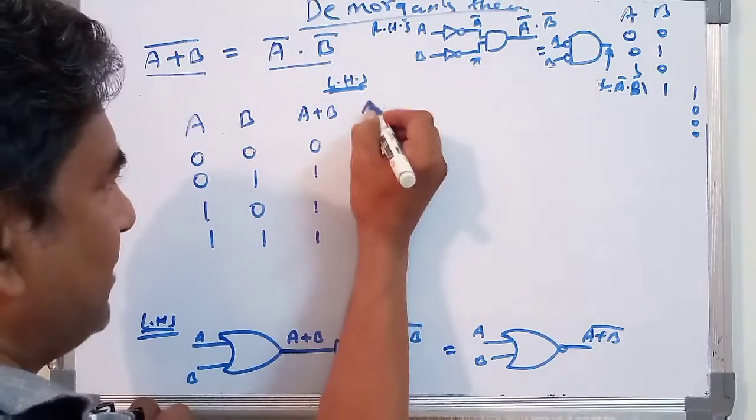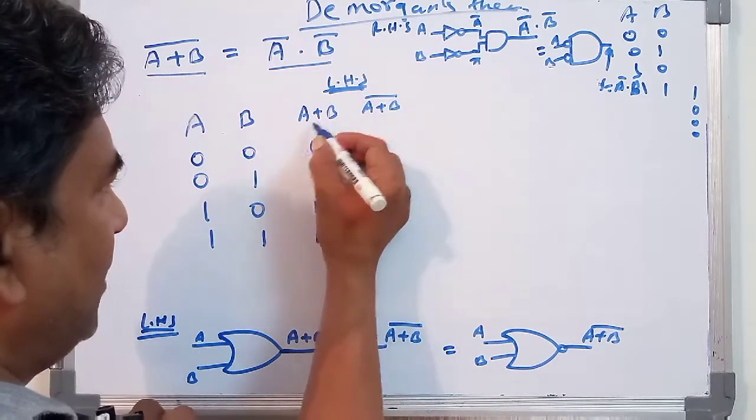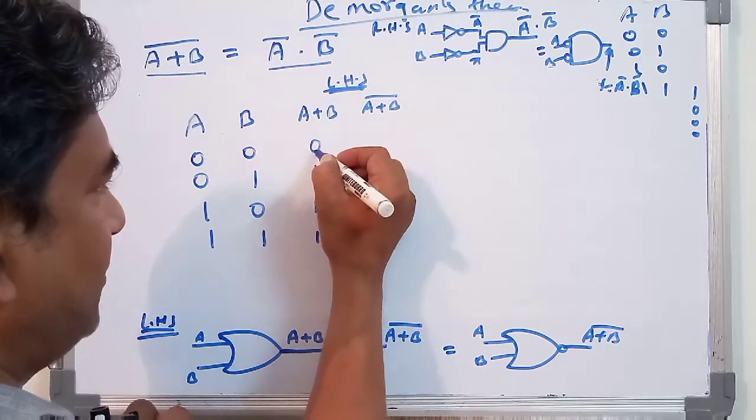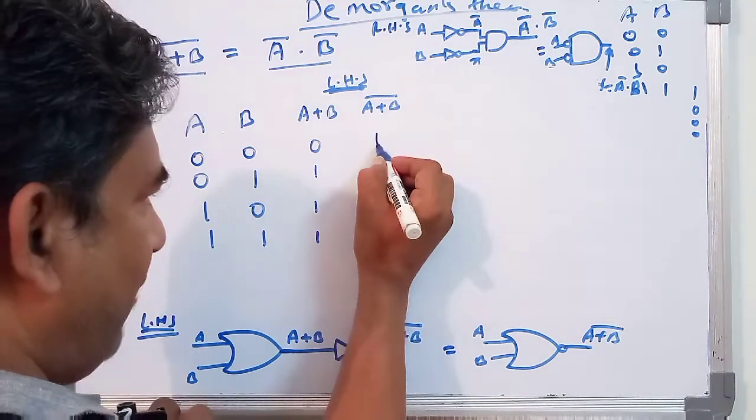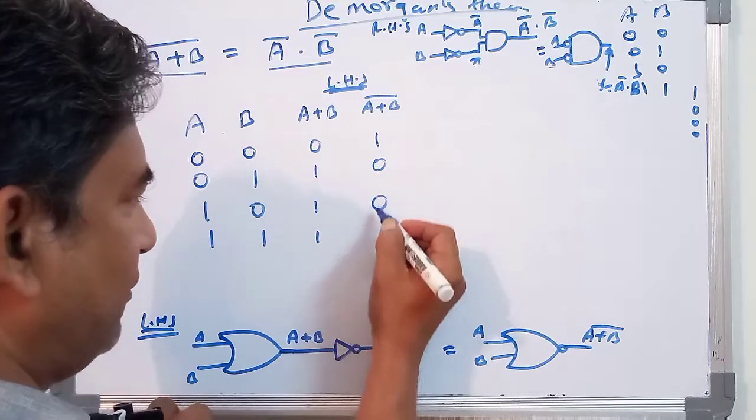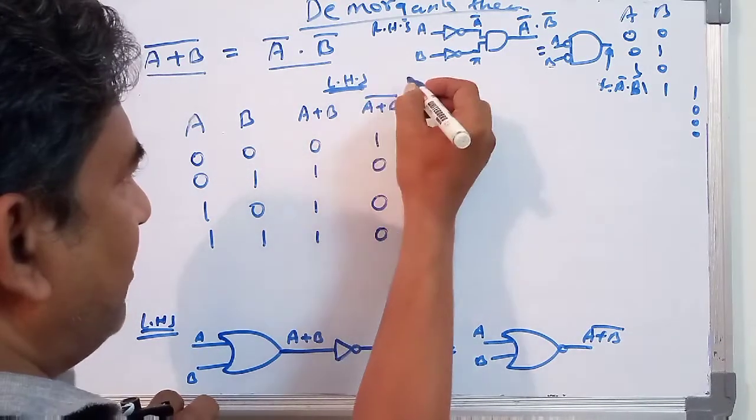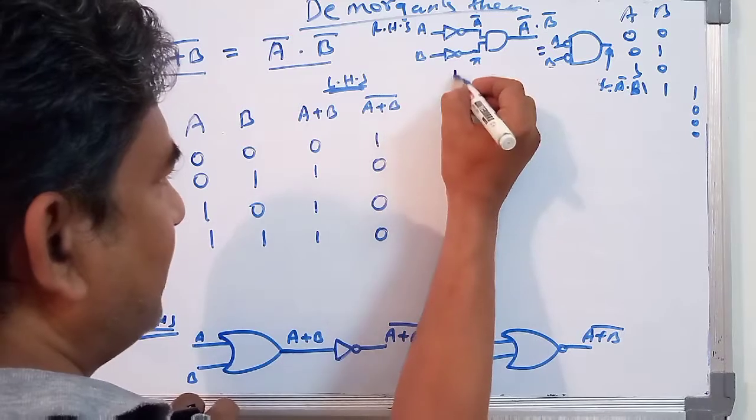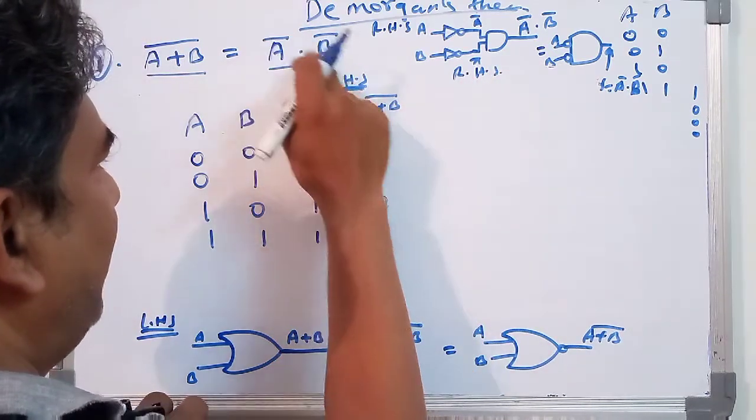And then make this A plus B whole bar. So the result of A plus B, first it is 0, so complemented it is 1. If it is 1, it is 0. If it is 1, 0. If it is 1, 0. Okay, this is all about the left hand side. Now consider the right hand side. First consider the A bar and B bar.